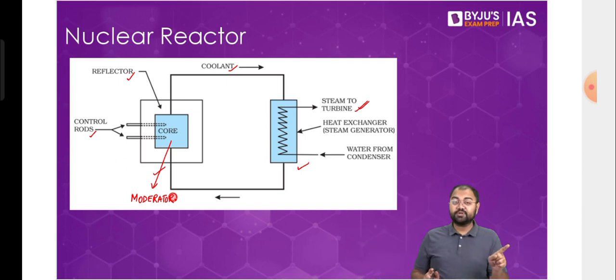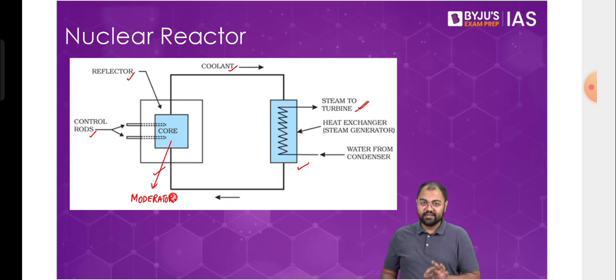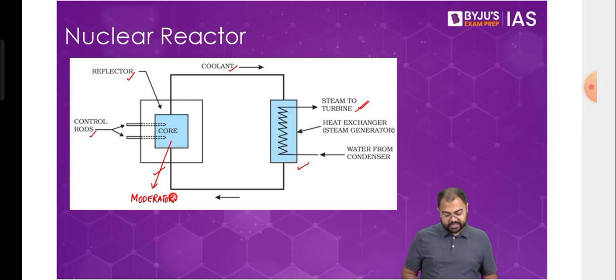So to control the number of neutrons, we have control rods. To control the speed of neutrons, we have moderators. That's why moderators and control rods play a very, very important role in ensuring that the reaction takes place at the required rate and we do not go beyond that, and the reaction is controlled and sustainable so that there are no safety issues as such in this reactor.